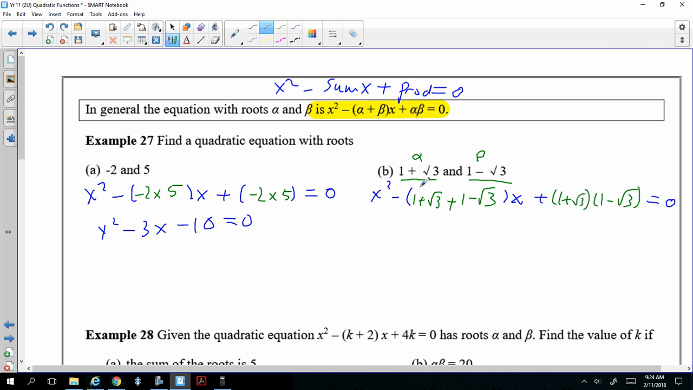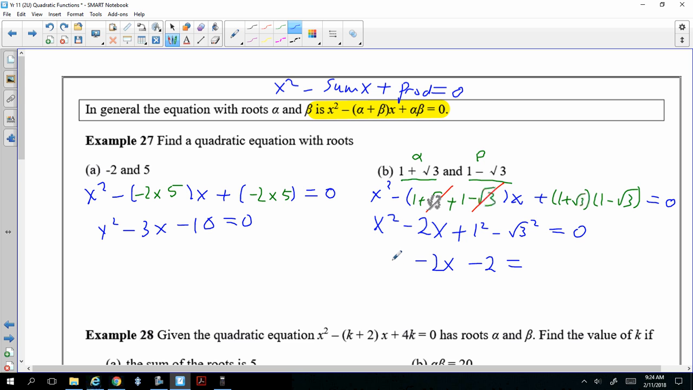Now, how about the other one? Do you recognize what this is? Excellent. Difference of 2 squares. So you don't really need a calculator. You go 1 squared minus root 3 squared, and 1 minus 3 is negative 2. Okay? So that's it. That equation has those 2 roots. Any questions? So it's pretty easy.